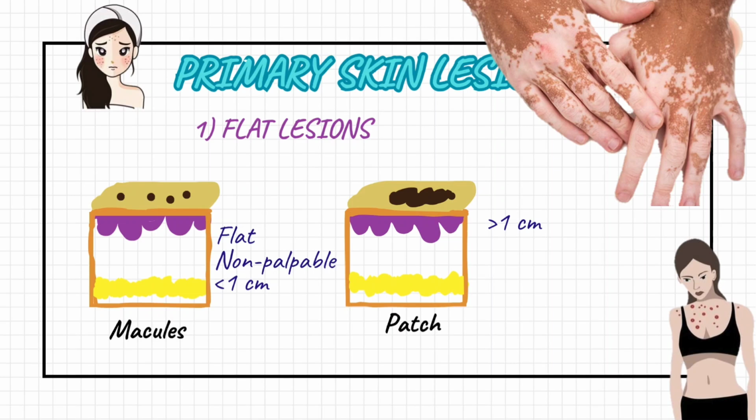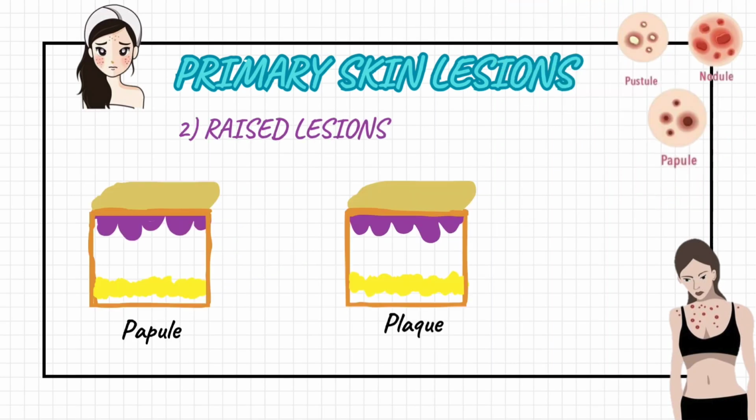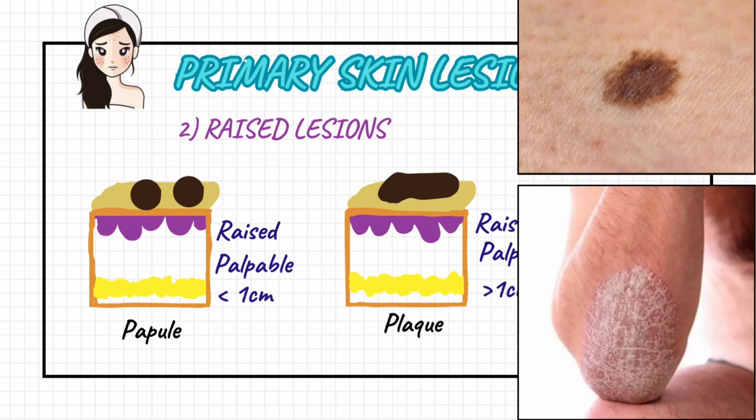Now let's move to raised lesions, papule and plaque. A papule is a raised, palpable lesion, less than 1 centimeter in size. For example, a mole. If you run your finger over it, you will feel the bump. A plaque is basically a larger papule, raised, palpable, but greater than 1 centimeter. A classic example would be psoriasis, where large raised patches are clearly visible.